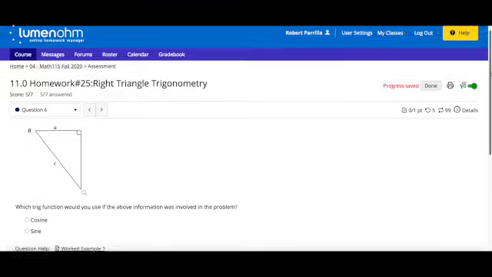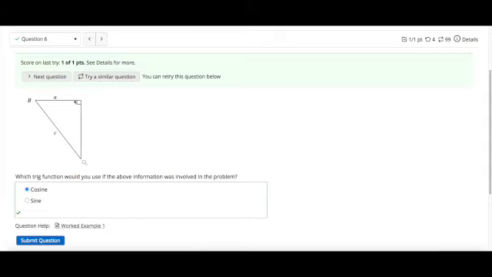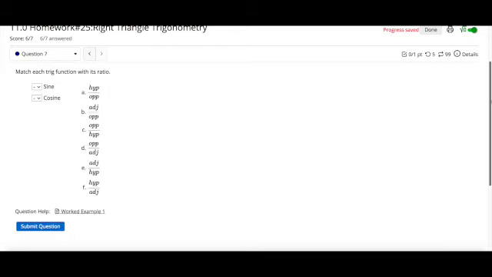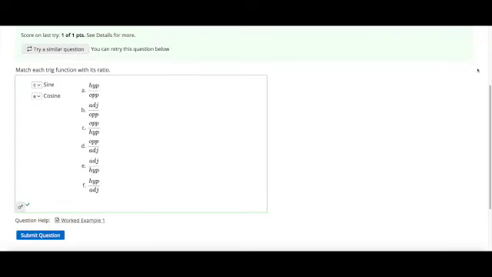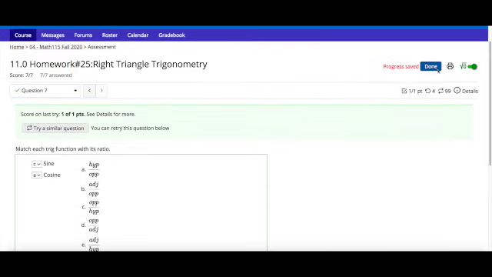We're almost done with this. Which trig function would you use in this case? Adjacent over hypotenuse, or cosine. Submit. Next one and last one. Again, trig ratio. These are super easy, really. There's nothing to blast you out of the water here. Opposite over hypotenuse is letter C. Cosine is adjacent over hypotenuse, which is letter E. And I think that's it. Let's see. There is no next question because we have completed all the questions.